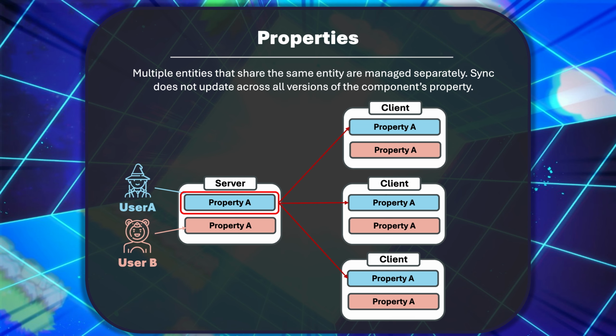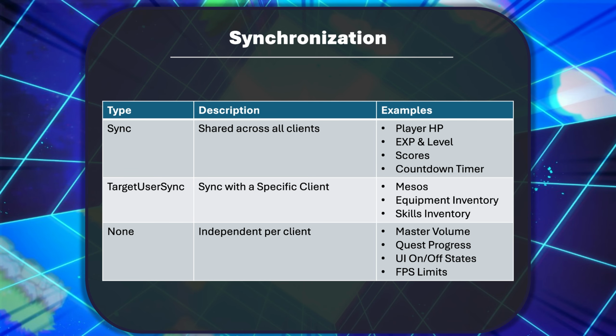User B's entity will remain unchanged for the server and the clients because even though they share the same component, they're still managed separately. So I mentioned that there's two types of synchronization tags. Well, actually I lied. There's a third one called target user sync. This acts very similarly to the sync property, but this is more of an optimization step to save on network bandwidth. Whenever a sync property is modified on the server, it will populate to all the other clients. However, with the target user sync property, it will only update for the client who owns the server property that was modified.